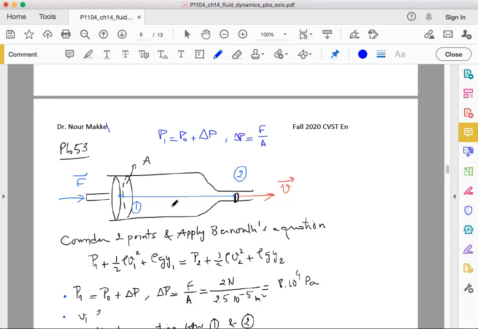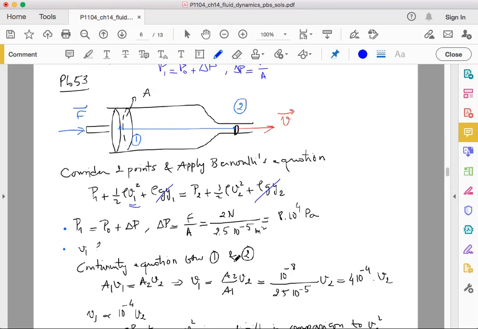Now the second question is, we need to determine this V, right? But in the equation we also have V1, as you can see. Of course, rho g Y1 and rho g Y2 we can get rid of because both points are at the same level. So what about V1? Again, we use the continuity equation between points 1 and 2. So we end up with A1 V1 equals A2 V2. Therefore, V1 is equal to A2 over A1 multiplied by V2. Because here we have the numerical values of A2 and A1, we can make the numerical application, and you end up with V1 equals 4 times 10 to the power minus 4 V2.